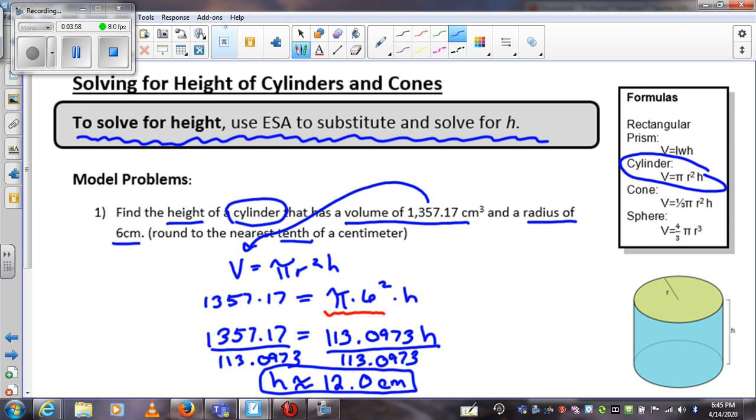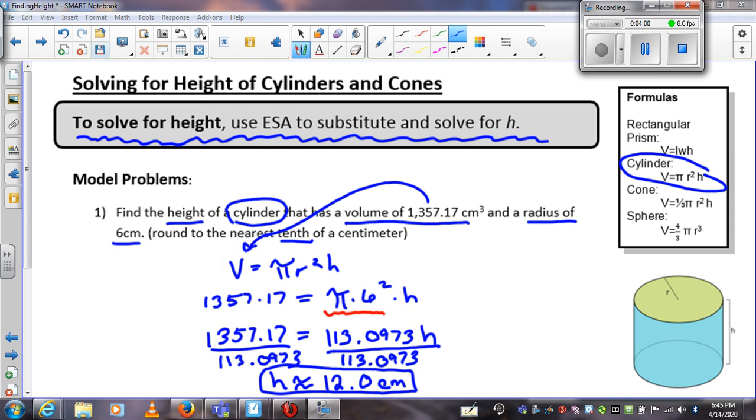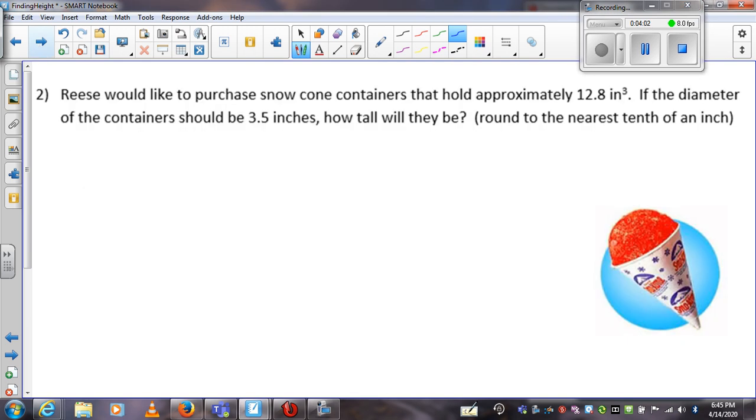All right, let's try another one here. So this question is about Reese, and she would like to purchase a snow cone container. So she wants to buy a bunch of these snow cone containers. You've probably seen these before. And they hold approximately 12.8 cubic inches of fluid. If the diameter of the container should be, so now this is diameter, how tall will they be? I'm looking for how tall.